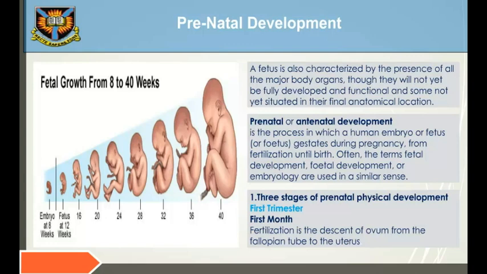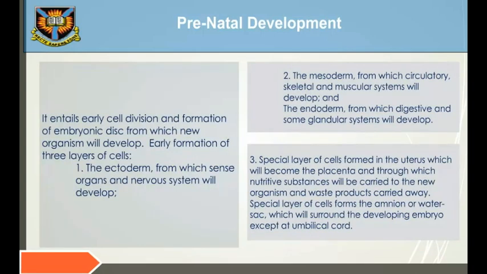1. 3 stages of prenatal physical development. First trimester. First month. Fertilization is the descent of ovum from the fallopian tube to the uterus. It entails early cell division and formation of embryonic disc from which new organism would develop. Early formation of 3 layers of cells: 1. The ectoderm, from which sense organs and nervous system will develop. 2. The mesoderm, from which circulatory, skeletal and muscular systems will develop, and endoderm, from which digestive and some glandular systems will develop.